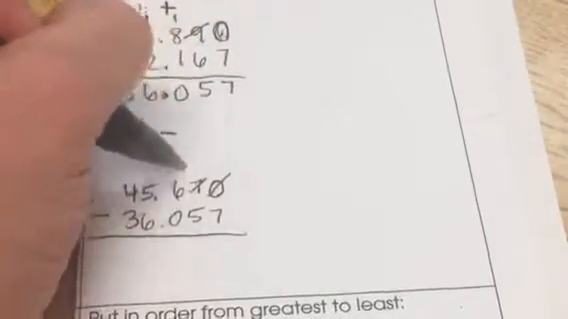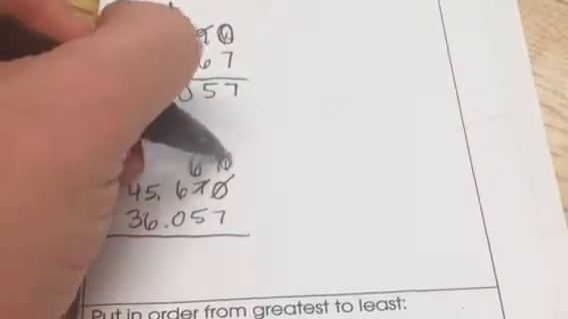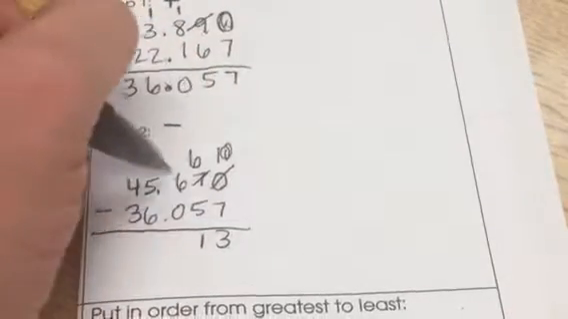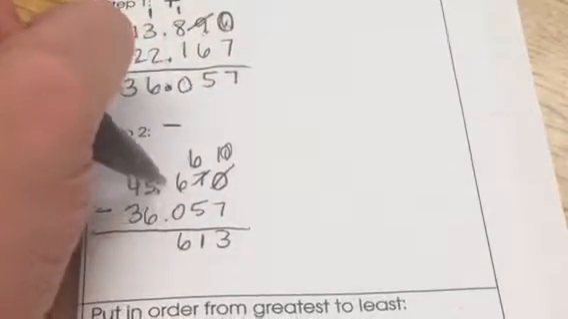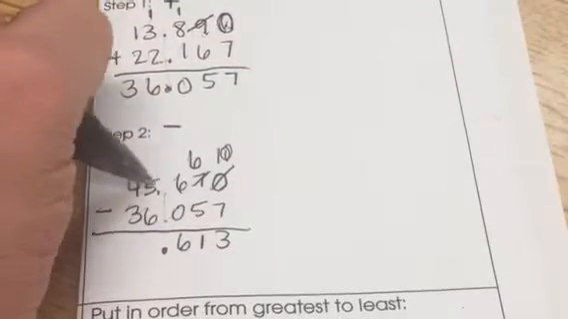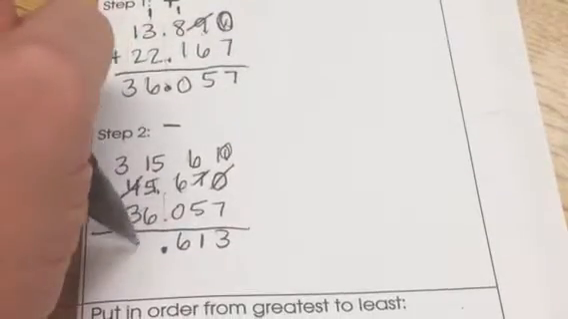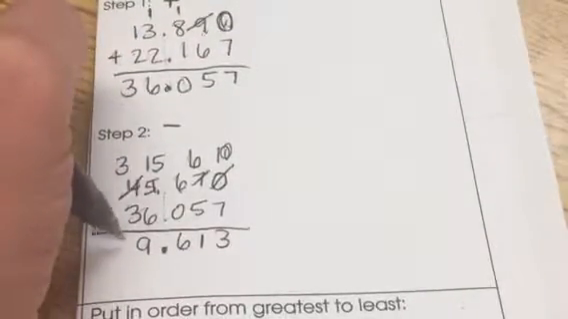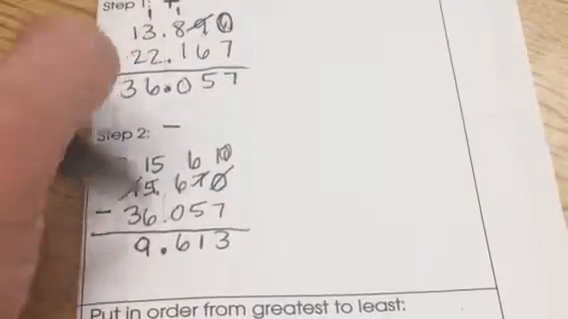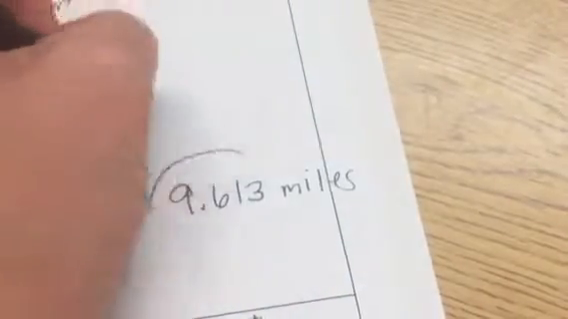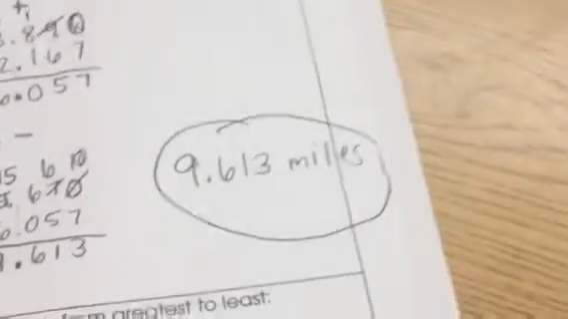Again, I can put my 0 there. So I can't take 7 from 0, so that becomes a 6 to give me a 10. So 10 minus 7 is 3. 6 minus 5 is 1. 6 minus 0 is 0. I'm bringing down my decimal point. I can't take 6 from 5, so I'm going to make that a 3 and add a 10. 15 minus 6 is 9. 3 minus 3 is 0. So he has 9 and 613 thousandths miles left to run on day 3.